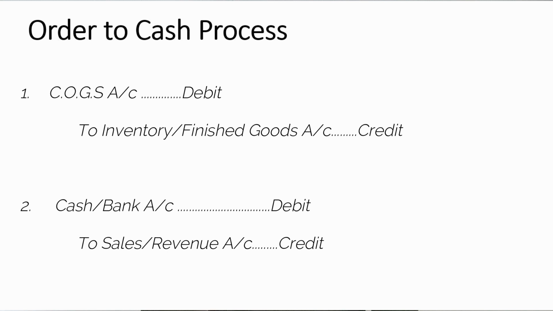So my ultimate journal entry became cost of goods sold account debit to inventory or finished goods account credit. And on the receivable side, my journal entry became cash or bank account debit to sales or revenue account credit, right? And these are also very logical. If you see the golden rules of accounting, my inventory gets credited because it's a real account, and my sales account gets credited because it's a nominal account. So you can think of that logic too, and this is as per that logic. So these are my 2 ultimate journal entries.